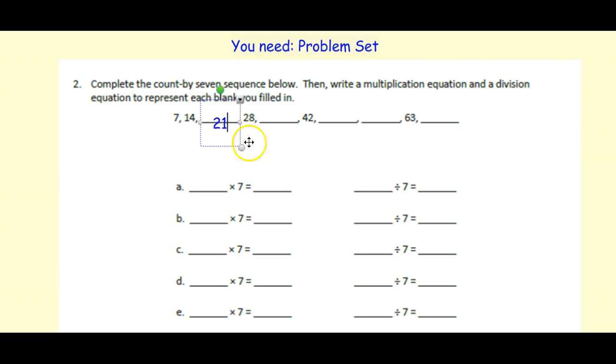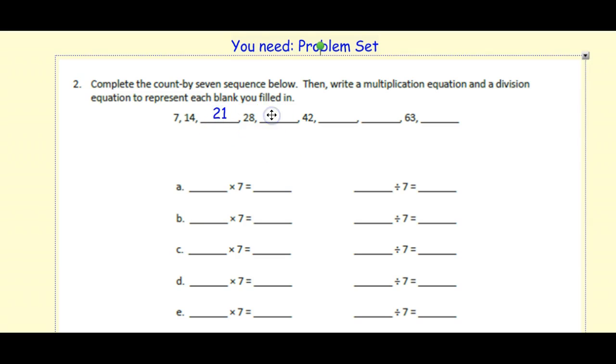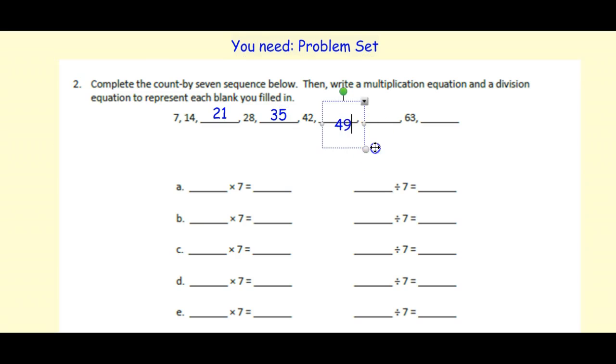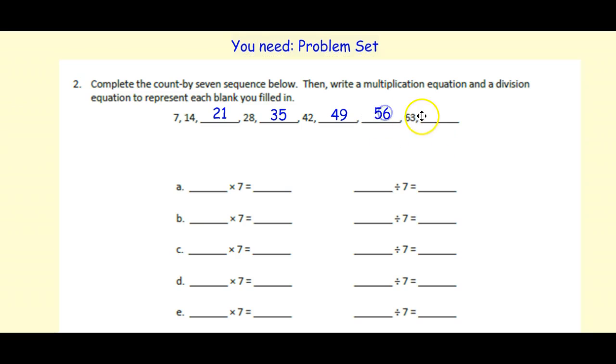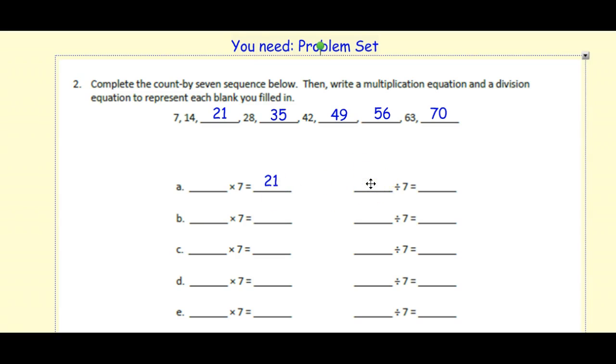So I have 7, 14, 21, 28, 35, 42, then comes 49, then comes 56, and then comes 63, and then 70. All you had to do was add 7 each time you skip counted. So I'm going to start and say that A is going to be 21. So I'm going to put that this multiplication equation equals 21, and I know that my division equation, the first number, is going to be 21.